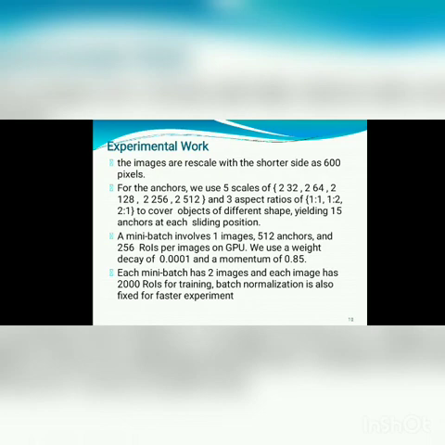We use a weight decay of 0.0001 and momentum of 0.85. Each mini batch has 2 images, and each image has 200 ROIs for training. Batch normalization is also fixed for faster experiments. Let's see how we decide the actual position of the ship. The iterations of training are 100k. The initial learning rate is 0.001, and at every 20k iterations it decreases 10 times.